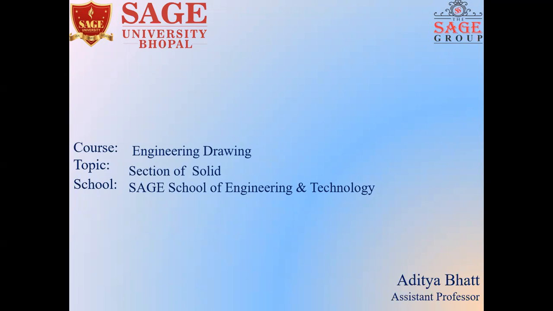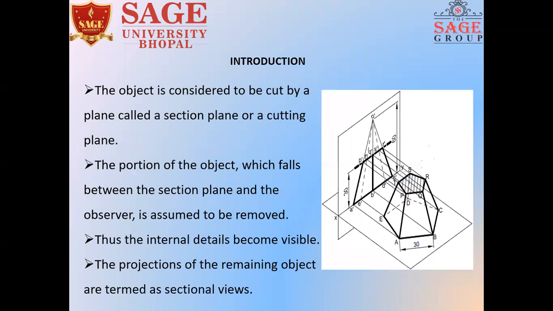Today, I am delivering a lecture on engineering drawing, and today's topic is section of solid. In section of solid, first of all, we will start with the introduction. You know, the word section means two parts: cut and object. So the object is considered to be cut by a plane called a section plane or a cutting plane.